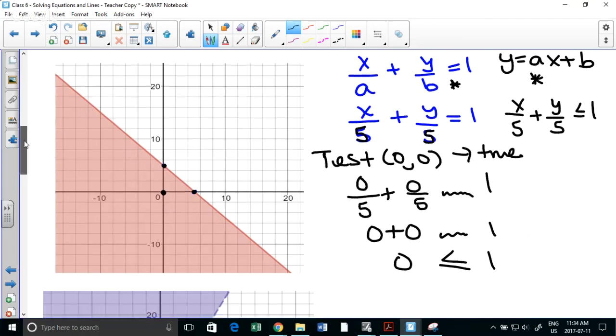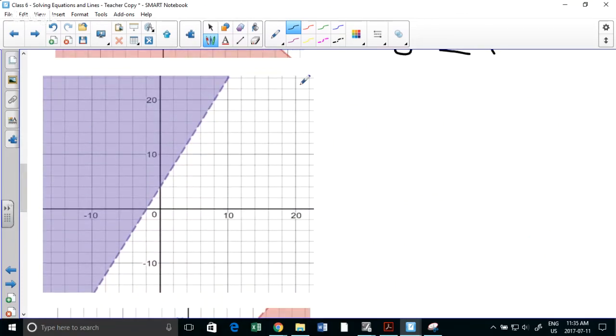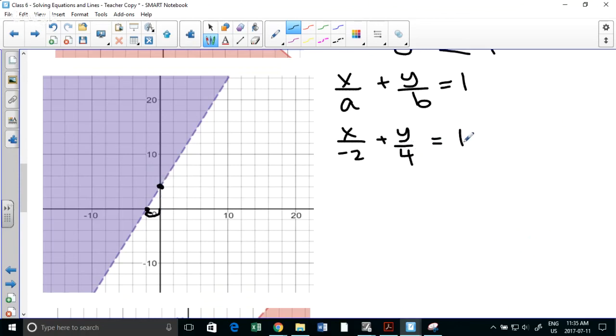Let's do another one. Try to use symmetric form. It makes your life a lot easier. Obviously, you can only use this if you have really nice intercepts, but most of the time you will. So in this case, I look for the y-intercept and the x. So the x is -2. The y-intercept is 4. That's the rule of my line.